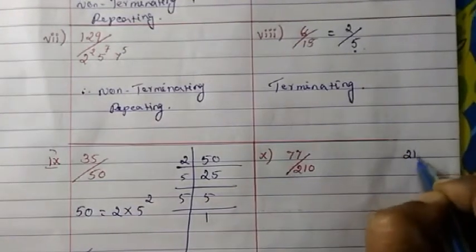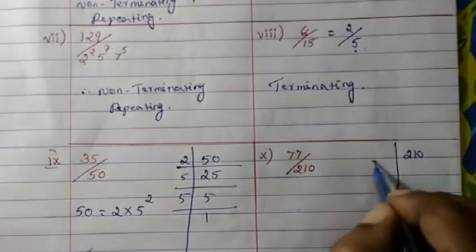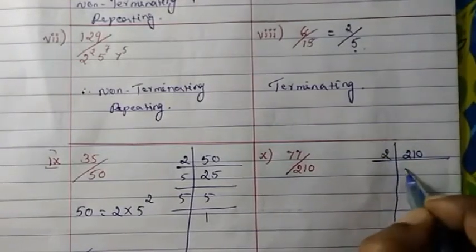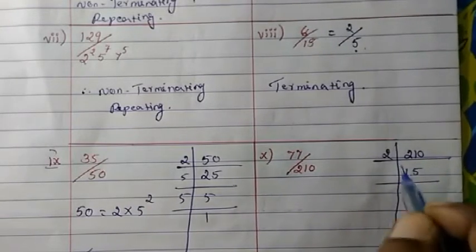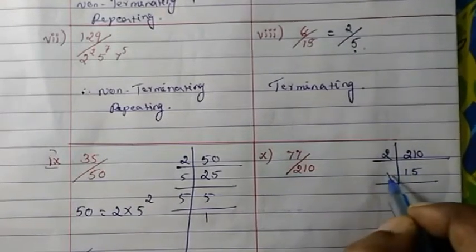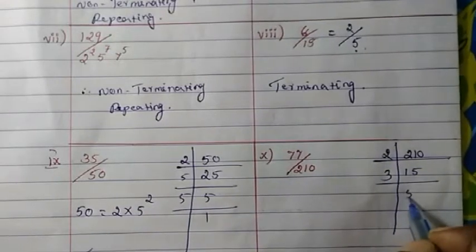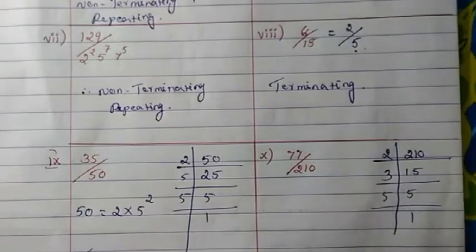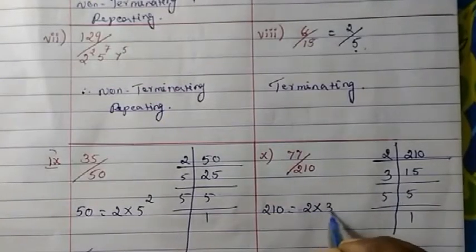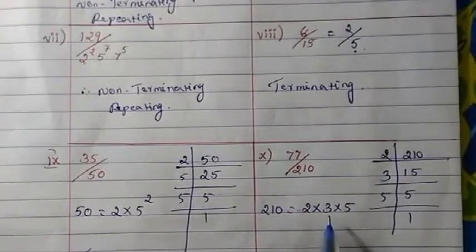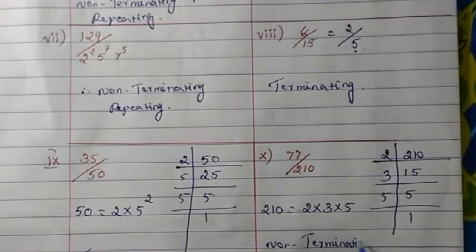Now let's see 210. 1 times 2 and 5 2s are 10. Then we'll have 3, 5 times 3 is 15. So for 210, the factors are 2, 3 and 5. Here 3 is extra, therefore this will be non-terminating repeating.